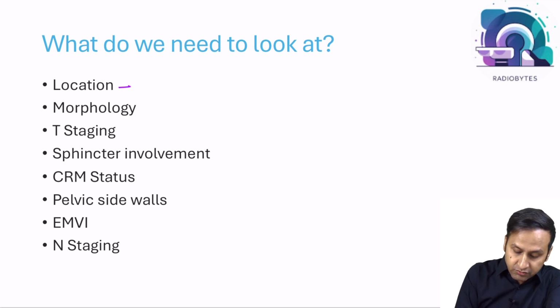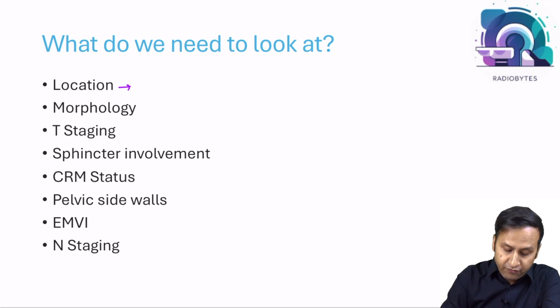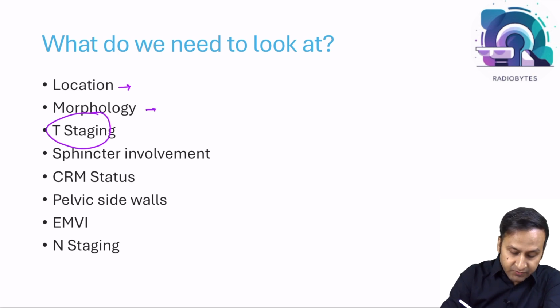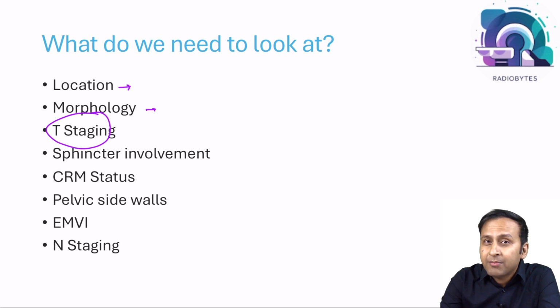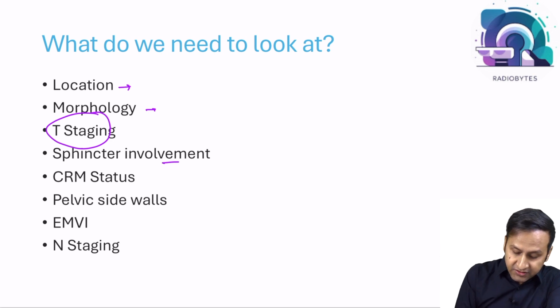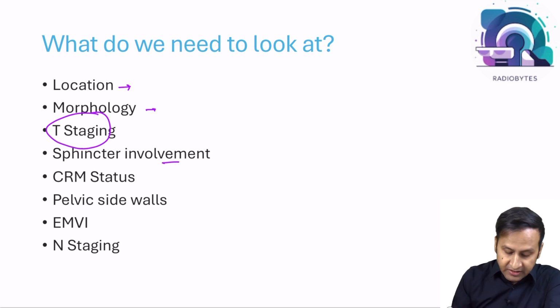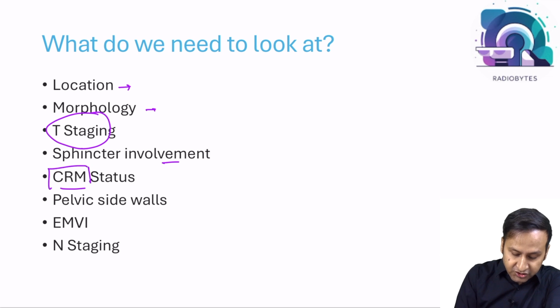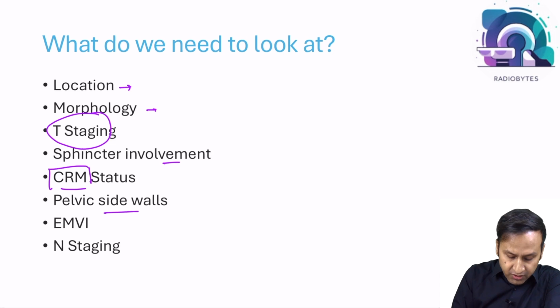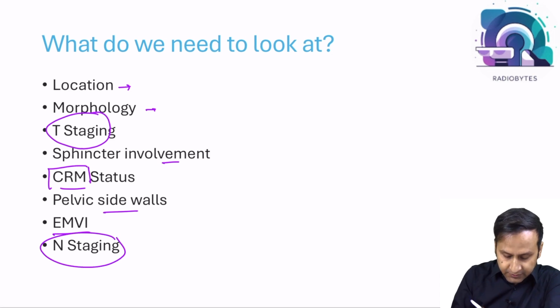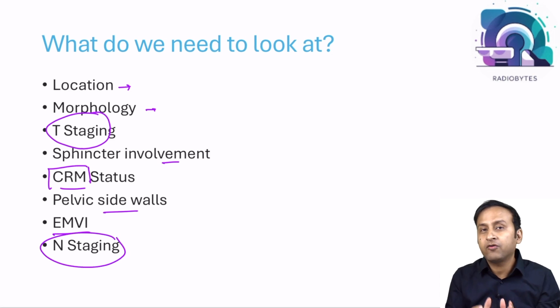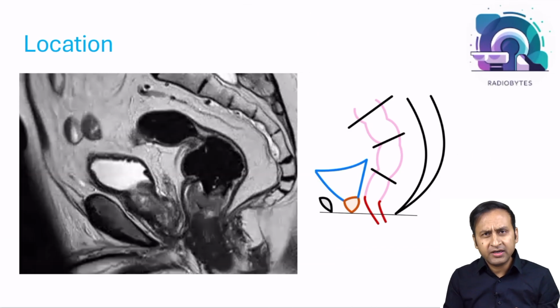First is the location of the tumor. Second, the morphology of the tumor. Third, T-staging. Now you'll be surprised to know that on MRI, we can give T-staging of the tumor as well, and we don't really need histopathology to do our work. Then, whether there is involvement of the internal or external sphincter. CRM, that is circumferential resection margin status of the tumor. Pelvic side wall involvement. Extramural vascular invasion, and N staging. So these are the basic things that are required of a radiologist to give in his or her report of a CA rectum. We'll be looking at these one by one.